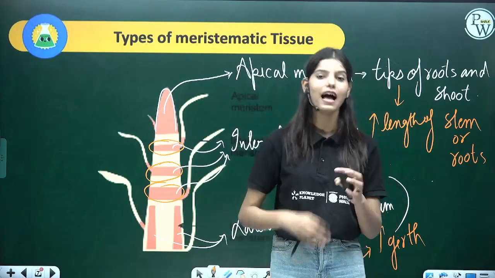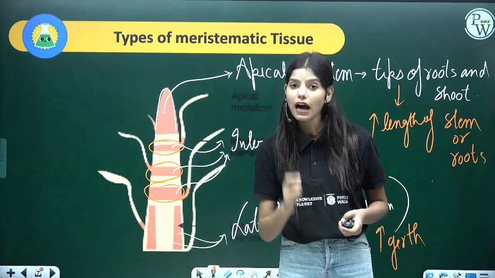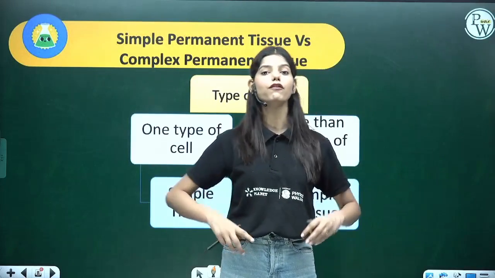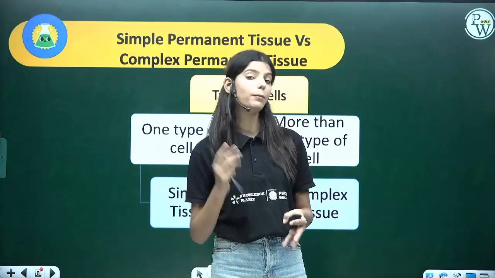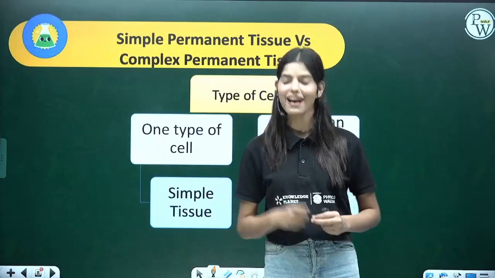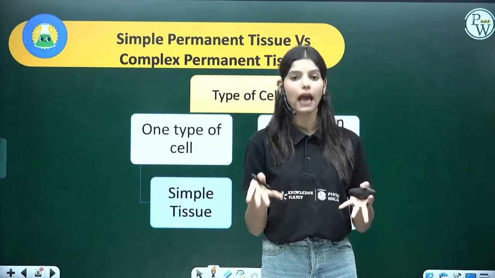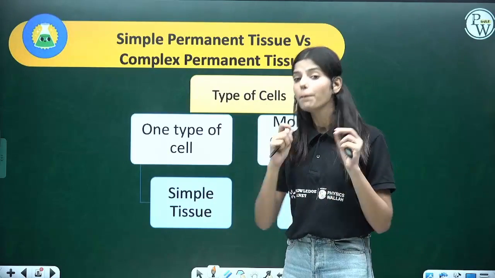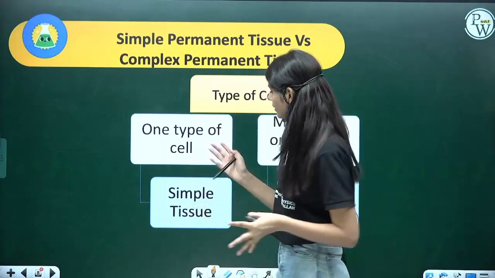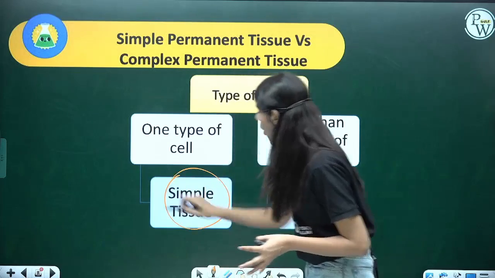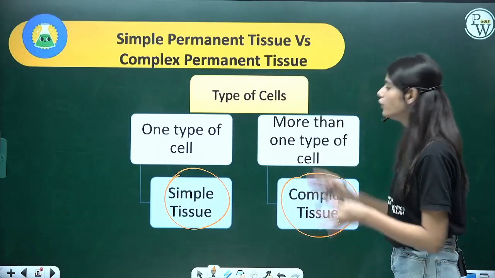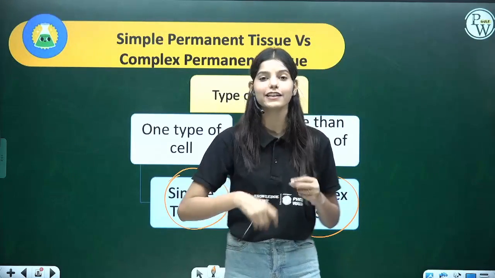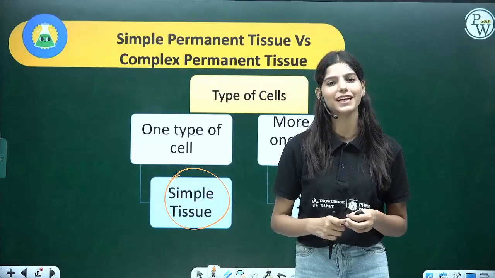All right guys, now that we have talked about the lateral, apical and intercalary meristem, now is the time that we talk about permanent tissue. But mind you, permanent tissue is of various types. First of all, permanent tissue can be divided into categories depending upon the type of cells. On the basis of type of cells, permanent tissue can be of two types: simple permanent tissue or complex permanent tissue. If a tissue has just one type of cell, then it is called simple permanent tissue.